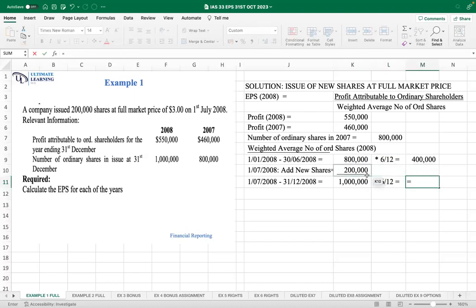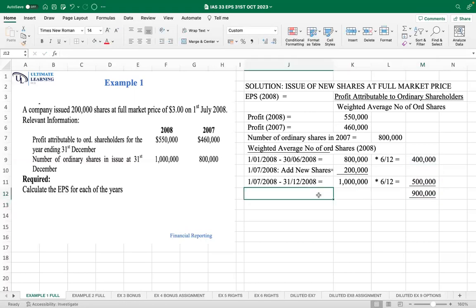So what is the average number of shares? It is times 6/12. We must get the weights by prorating depending on the number of months we had shares. So what is the total? The total here is 400,000 plus 500,000, which is 900,000. And that gives us the weighted average number of shares in 2008.